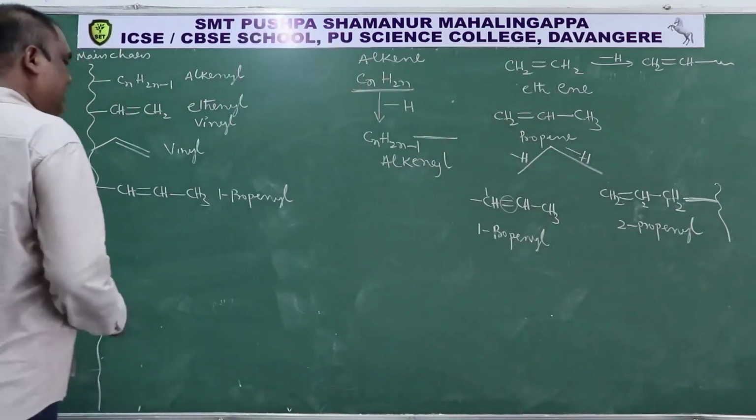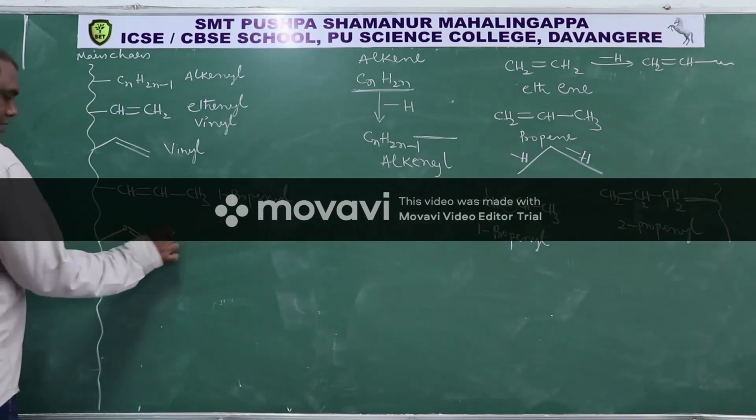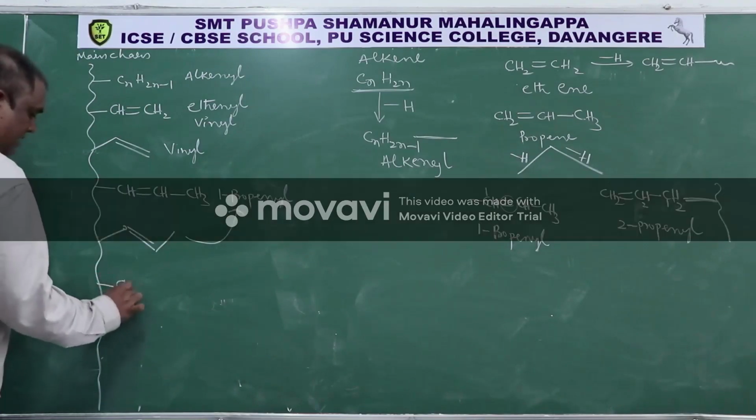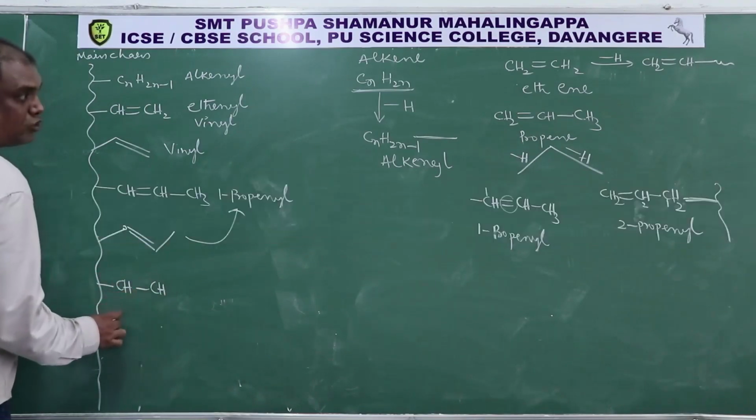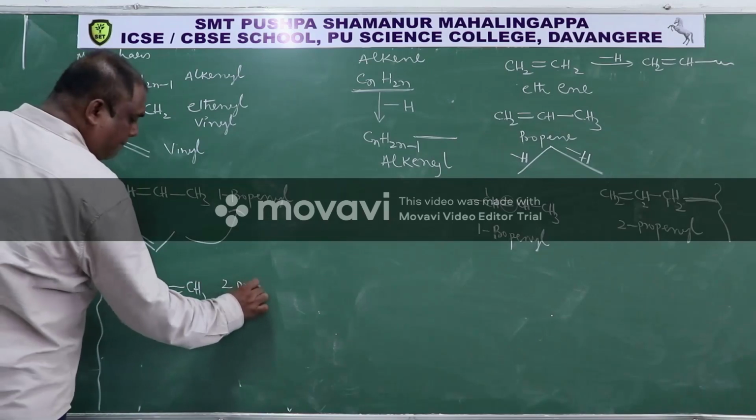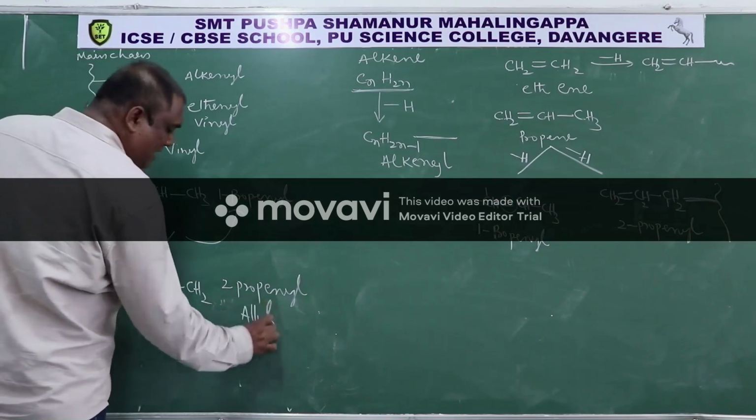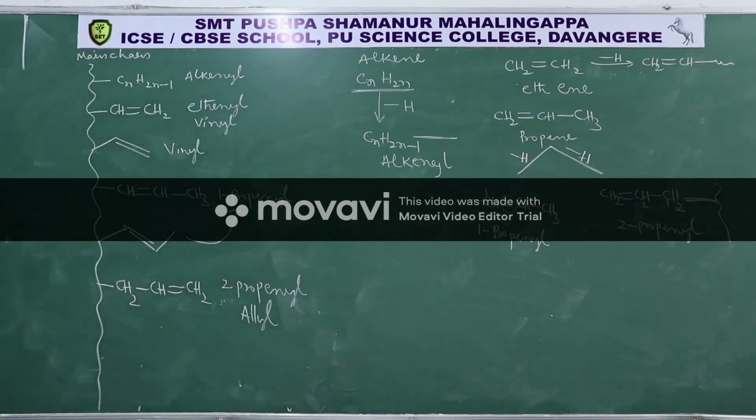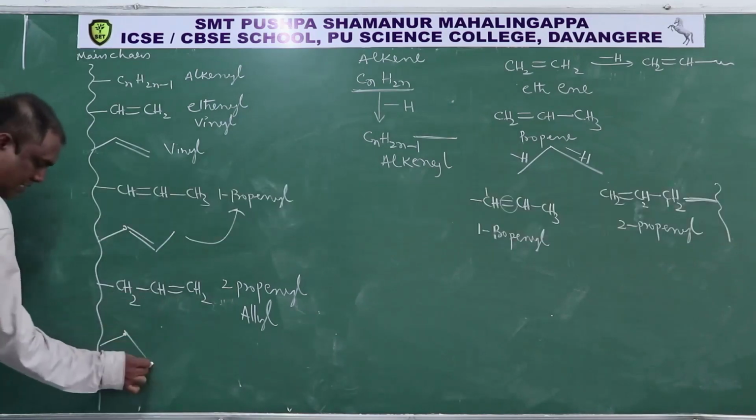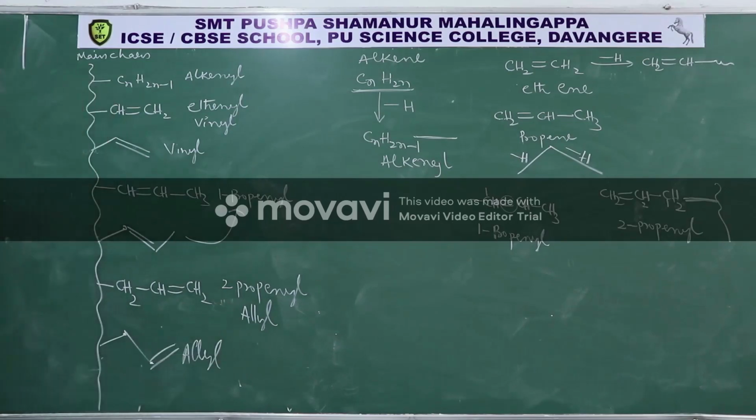So let me write the bond line notation for this: this carbon, then double bond, then this carbon. This is 1-propenyl, this one. Then that one, CH2, CH double bond CH2, is called 2-propenyl. 2-propenyl is also called allyl. So this is the allyl group. Now the allyl group bond line notation will be this carbon, then this carbon is here and the double bond here. So this is called the allyl group or 2-propenyl group.